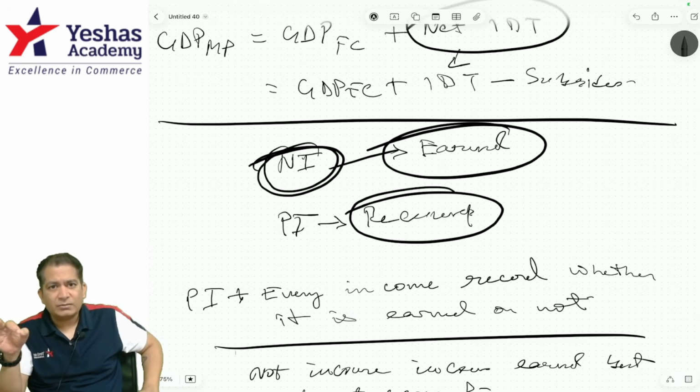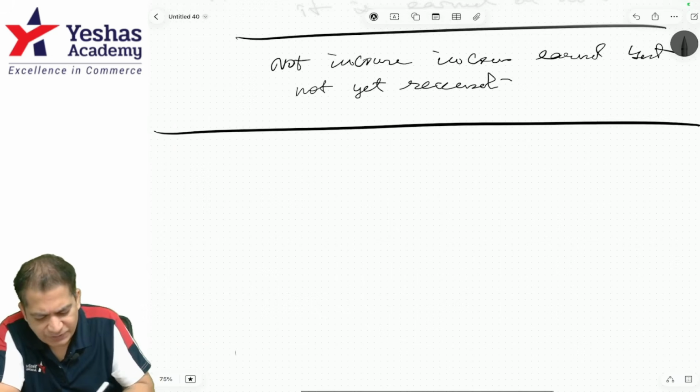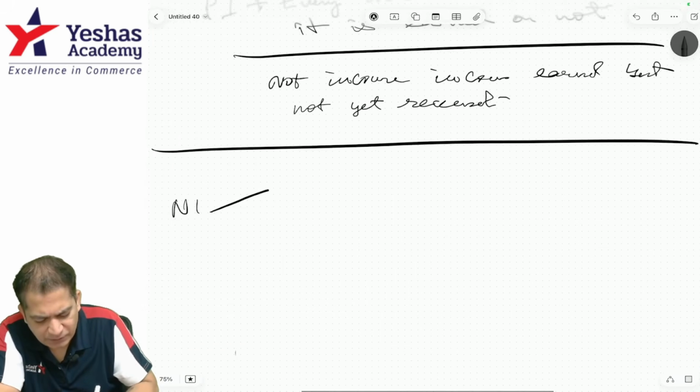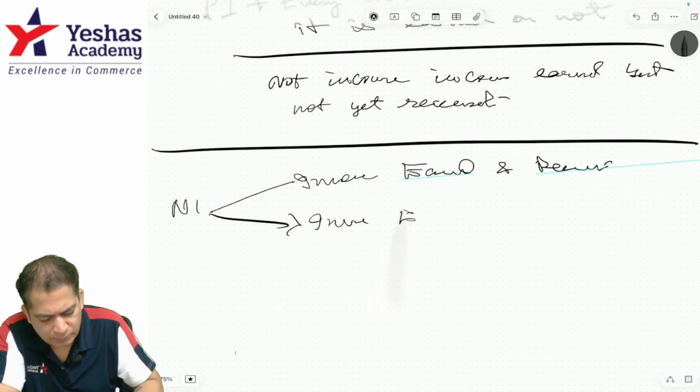Personal income: income received but not earned, and income received and earned. Both will be added. But income earned but not yet received will not be added to the personal income, and income received but not earned will not be added to the national income. So finally, we can say national income will include income earned and received. It will include income earned but not yet received.